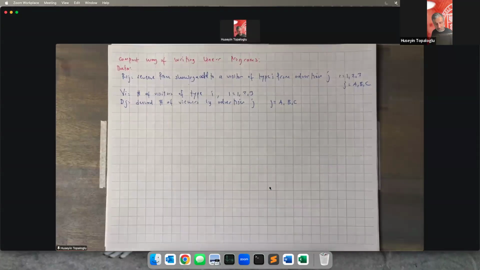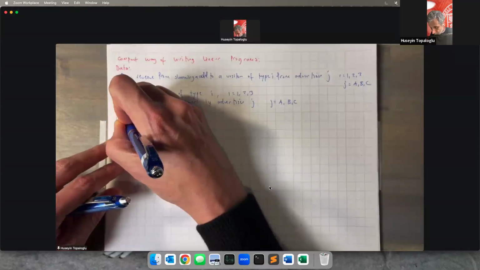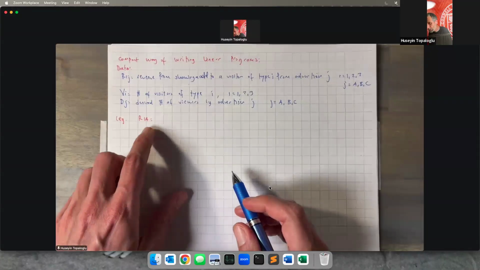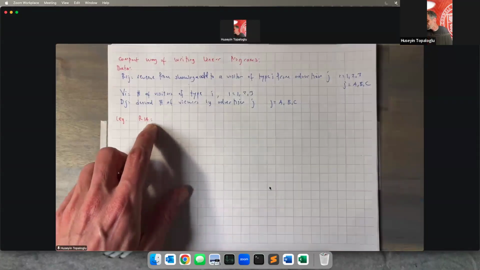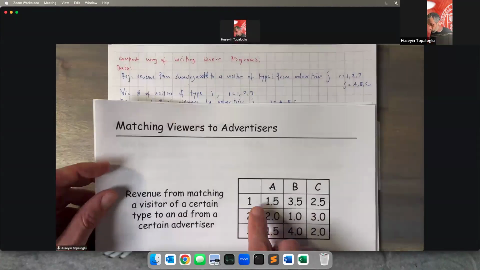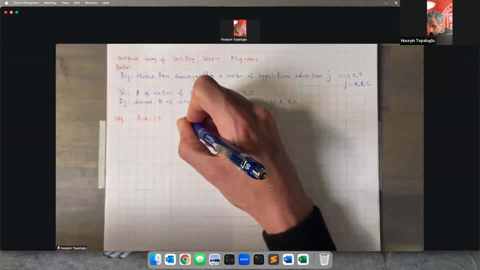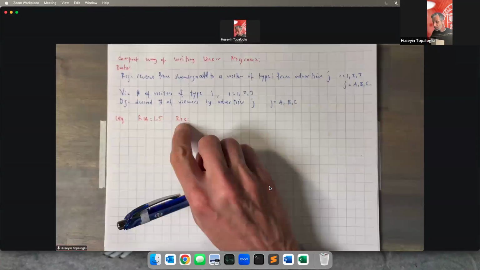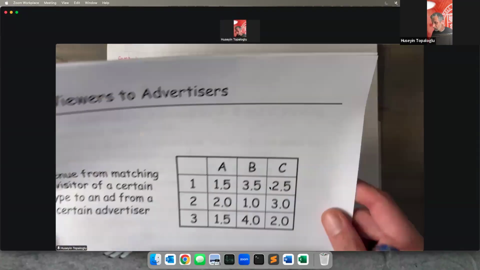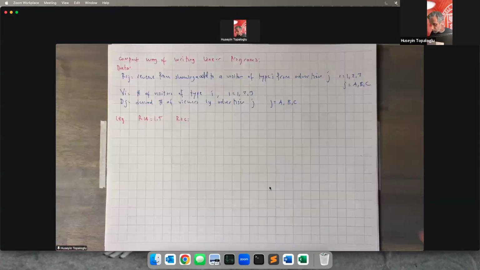Let's give some examples. What is R1A? R1A is the revenue from showing an ad to a visitor of type 1 from advertiser A, and that's 1.5 cents. What is R2C? R2C is the revenue from showing an ad to a visitor of type 2 from advertiser C, and that is 3 cents.